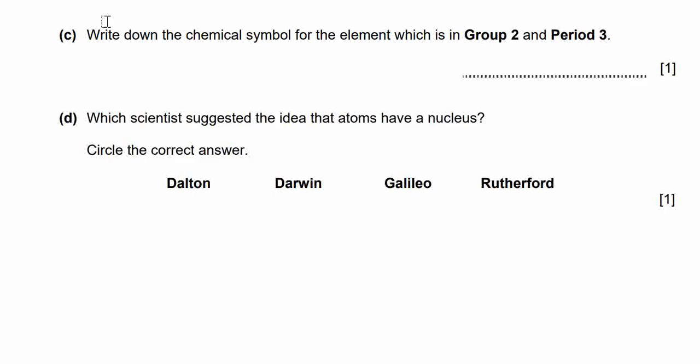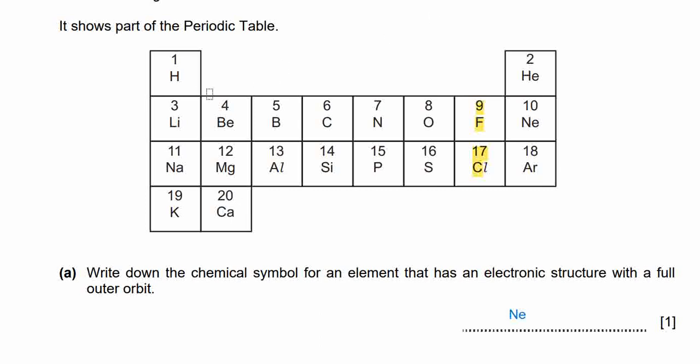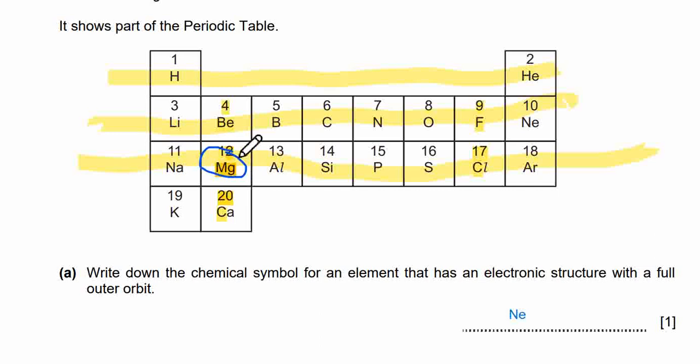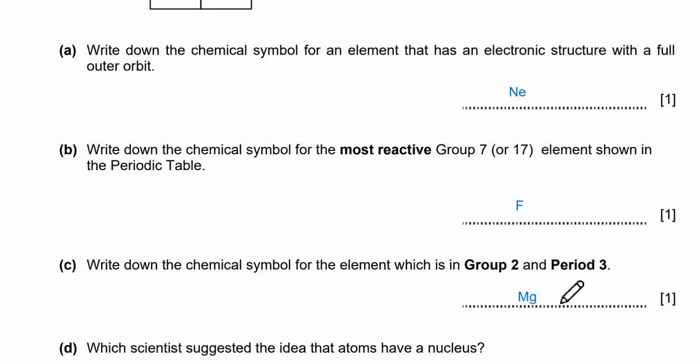Next, question C. Write down the chemical symbol for the element which is in group 2 and period 3. Well, let's check group 2, this one, and period 3. This is the first period, second period, third period. So it will fall on Mg, group 2 and period 3. So we type down our answer, Mg.